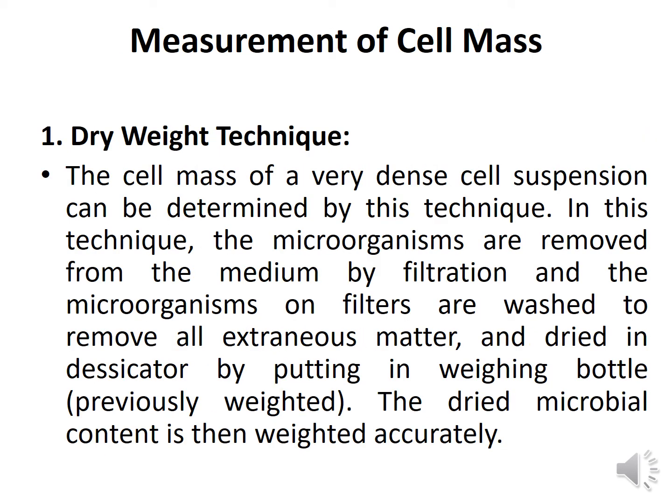Next one is measurement of cell mass. First one is dry weight technique. In this method, cell mass of a very dense cell suspension can be determined. The microorganisms are removed from the medium by filtration, and microorganisms on filters are washed to remove all extraneous matter and dried in a desiccator by putting in a weighing bottle. The dried microbial content is then weighed accurately.